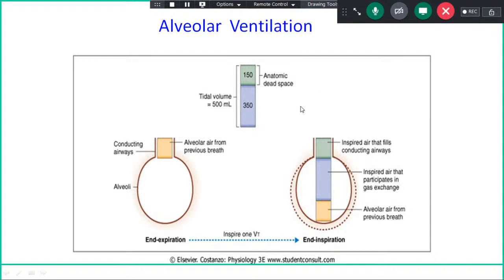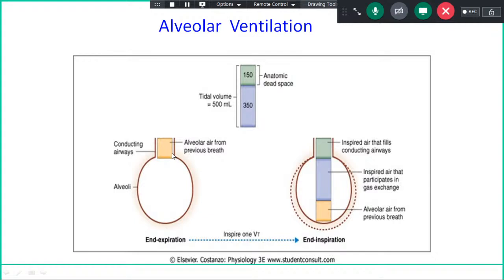The upper diagram, similar to that, shows a tidal volume of 500 ml, in which the purple part is the alveolar ventilation and 150 ml above is the anatomical dead space. So this is to go in with each inspiration, the total volume. How will it go in? The diagram on the left shows an alveolus, and the conducting airways have a yellow colored air column, which is alveolar air from the previous breath. So this was the one in the conducting airways.